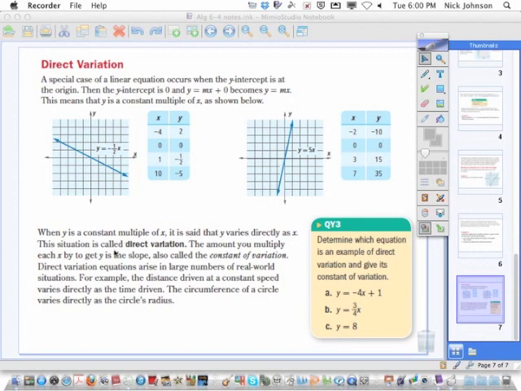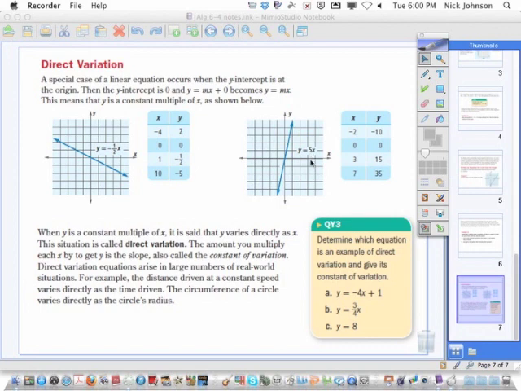When y is a constant multiple of x, it is said that y varies directly as x. So we call this situation direct variation. The amount you multiply each x by to get y is the slope, also called the constant of variation. So in this example up here, the constant of variation in this equation is negative 1/2. The constant of variation in this problem is 5.